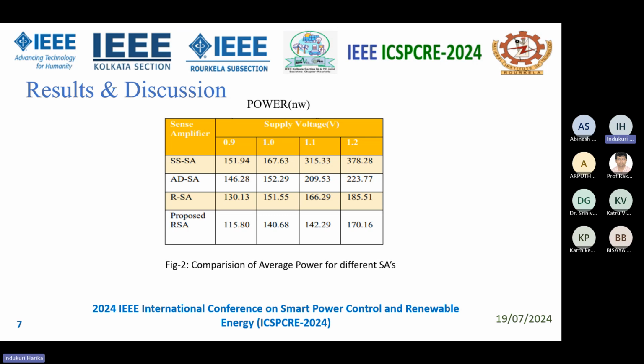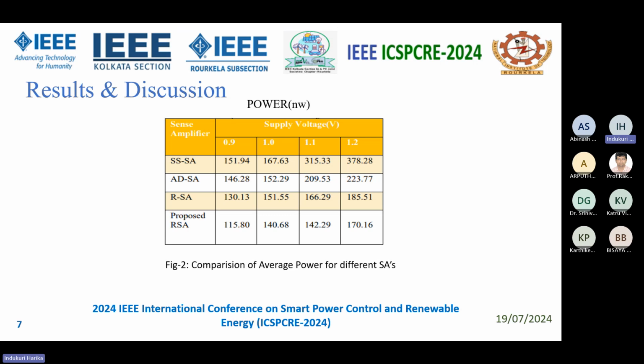Here we can see that the proposed reconfigurable sense amplifier has less power compared to the remaining 3 sense amplifiers. So in the proposed reconfigurable sense amplifier, we can observe that it has less power compared to the symmetric, asymmetric and reconfigurable sense amplifiers. Here power is measured in nanowatts.